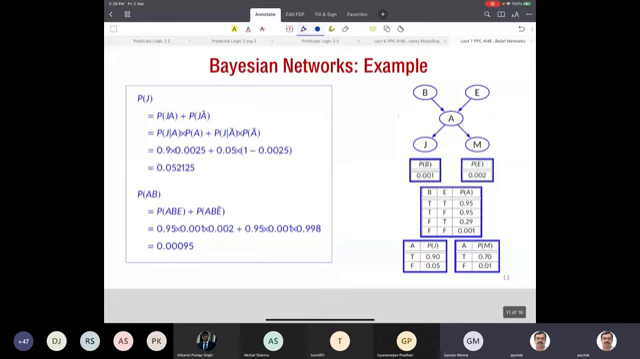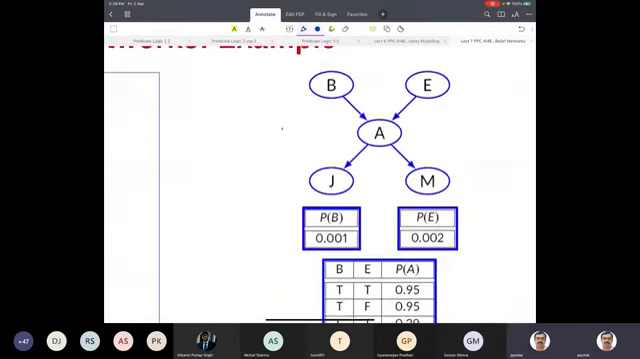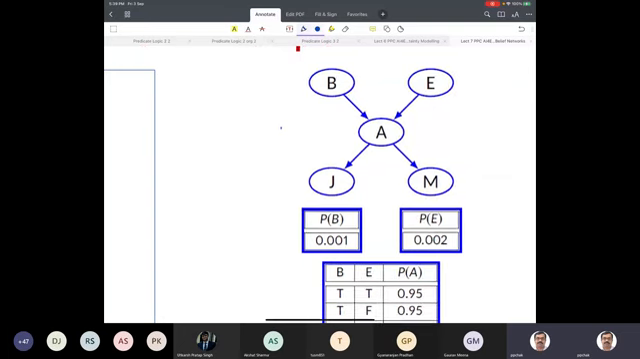Let us try to find out Pj. How will I find out Pj? Tell me, anybody? Pj. Sir, Pj is equal to Pj given A plus Pj given not A. Very good. Pj A plus Pj not A. Is it clear to everybody?